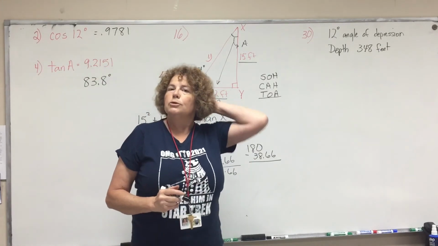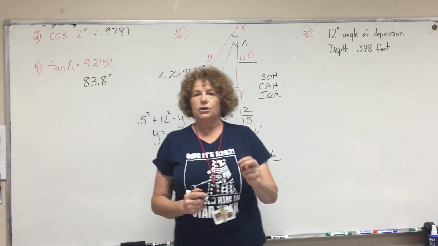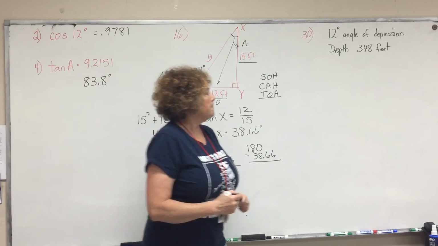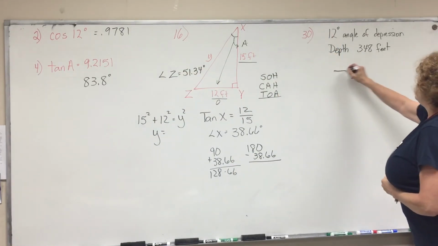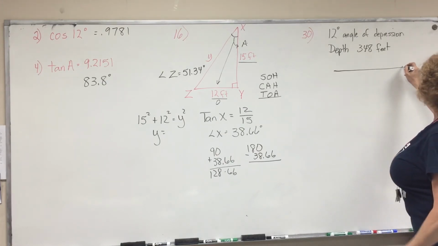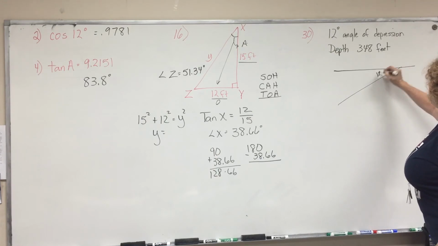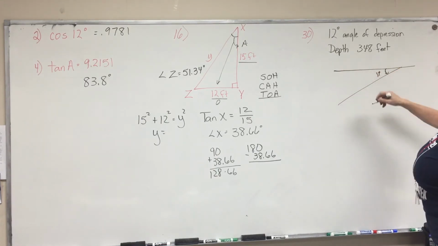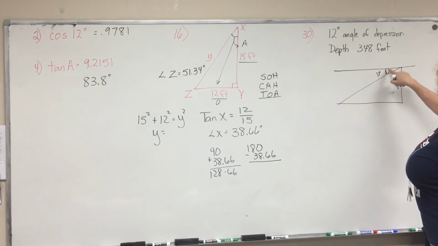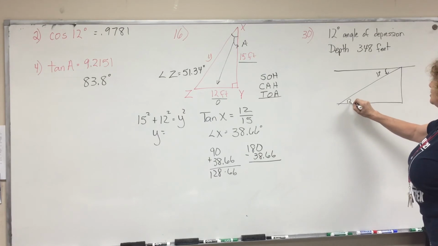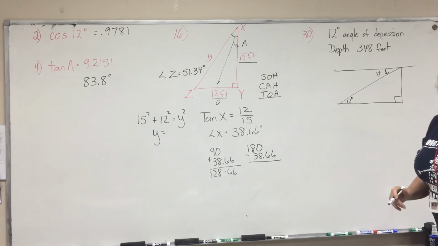Word problems. Most important thing to do with word problems is to draw the picture and draw a right triangle. So I'm doing number 30. It talks about a submarine going down at a 12-degree angle of depression. An angle of depression is the angle going from the horizontal downward. So when I draw this triangle, this is 12 degrees, and according to alternate interior angles, this will be 12 degrees. So right away, you have all the degrees in this triangle.